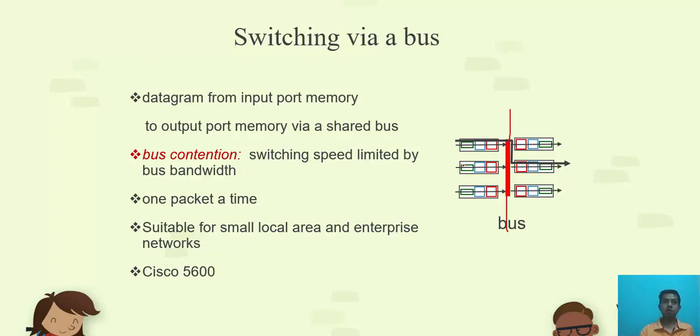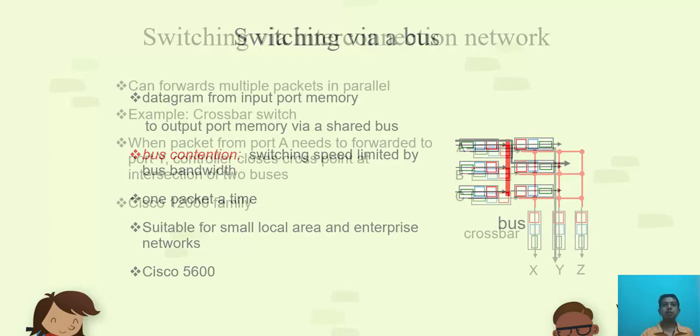Because every packet must cross the single bus, the switching speed of the router is limited to the bus speed. Switching via bus is often sufficient for routers that operate in small local and enterprise networks. Cisco 5600 uses this tactic.